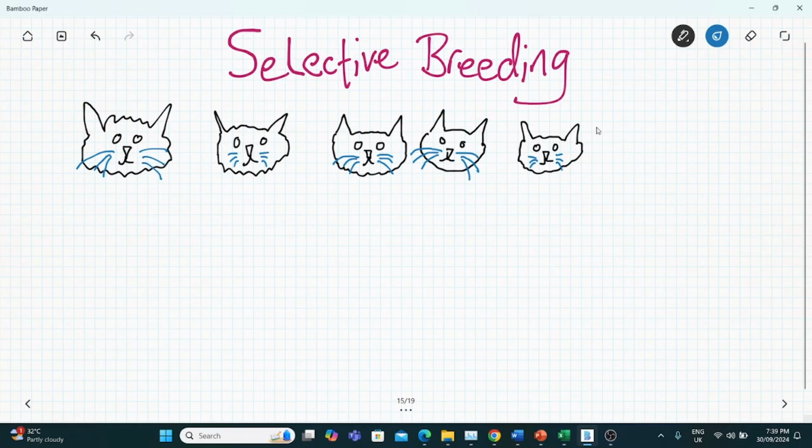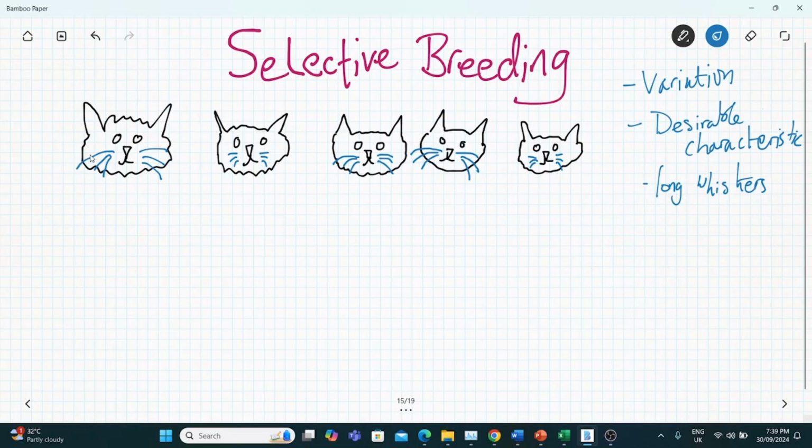Okay, so I'm going to use this example using cats. And the first thing that we want is a population, and we want variation within that population. The second thing that we want is a desirable characteristic. And in our case, the desirable characteristic is going to be long whiskers. So we have a bunch of cats, and we have a few of them with pretty long whiskers and some of them with quite short whiskers.